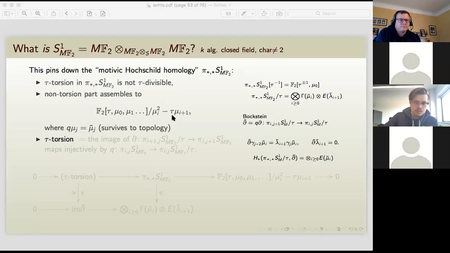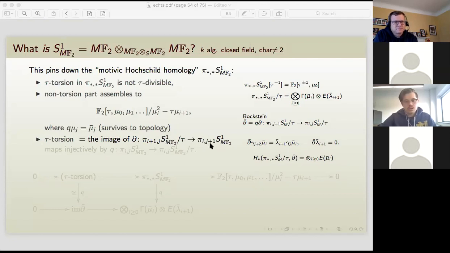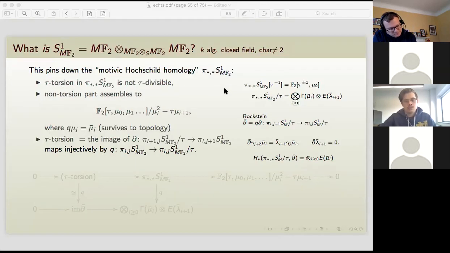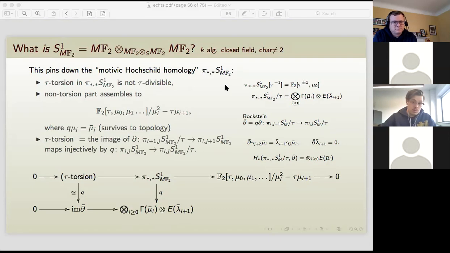And then since none of the tau torsion is tau divisible, the tau torsion is exactly the image of the boundary operation from mod tau Mackey topological Hochschild homology to Hochschild homology. And that piece will then map injectively into the mod tau Mackey topological Hochschild homology. So since I know the mod tau Mackey topological Hochschild homology, I can give you a rather precise description of what the entire answer is. So here's a first go at that.